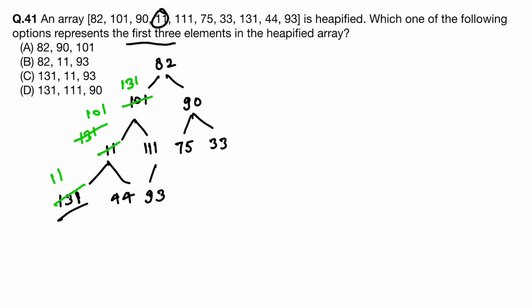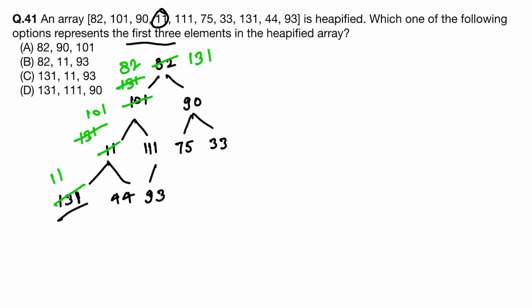90 is greater than 75 and 33. But this root is not satisfying. 131, this will be 82. But now here 82 is smaller than 111, so this will be 82, this will be 111. So 111 is greater than 101 and 82. But here 82 is smaller than 93, so 93 will come here.